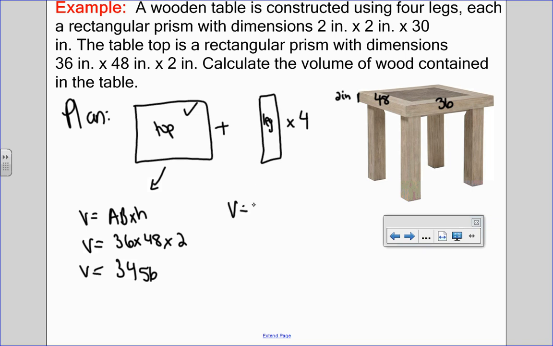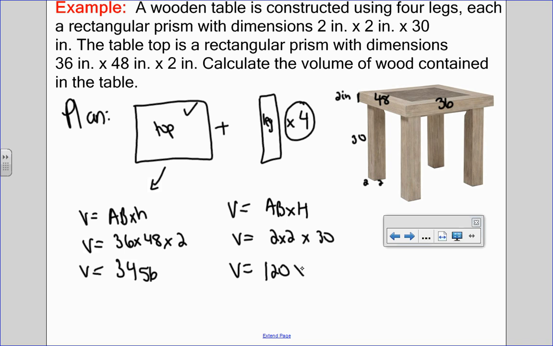Now let's figure out the volume of the legs. So the legs measure 2 by 2 and they have a height of 30. So volume again is area of the base times the height. So the base area is 2 by 2. The height is 30. So we can put all of that into my calculator. So 2 times 2 times 30 is 120. But that's the volume of one of them. I need to take that and multiply it by 4 to get the volume of all 4 legs, which is 480. So my plan was to figure out the top, the 4 legs, and then add them together.